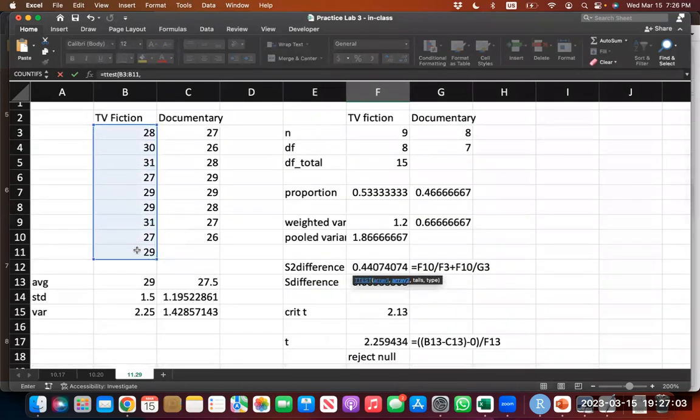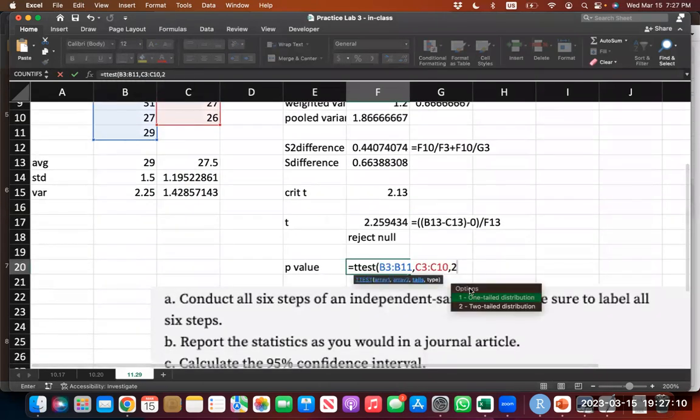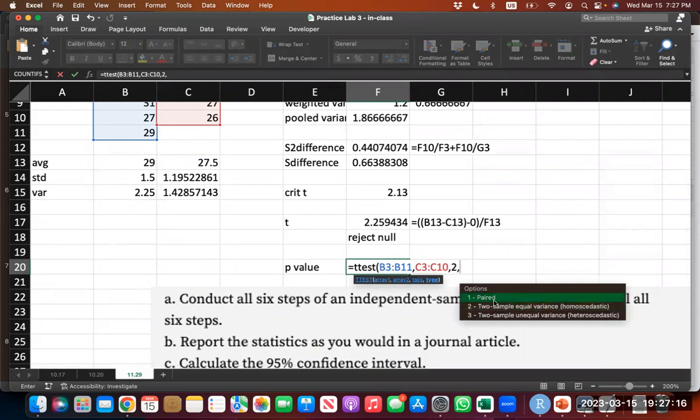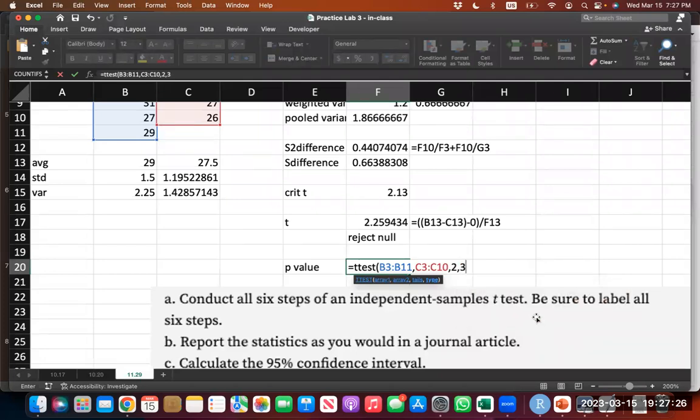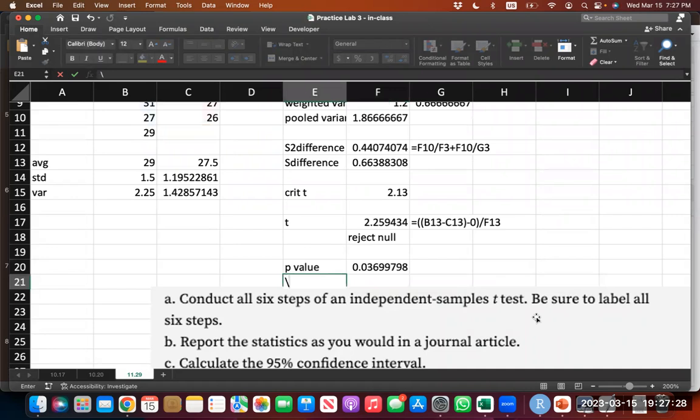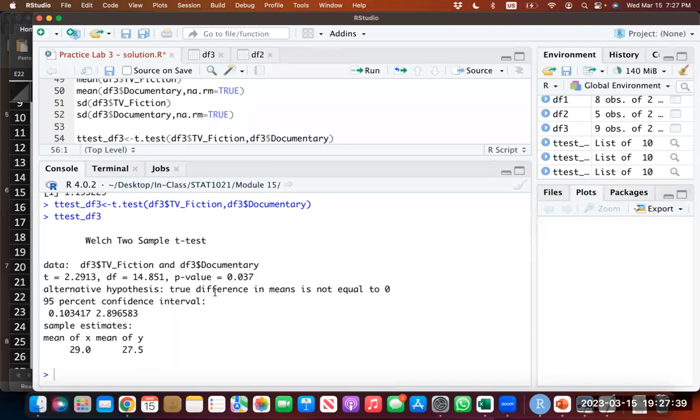Array 1, array 2, and now it's getting a little tricky because now we have the tails. So this is two tails. It's a two-tail distribution. And now we need the right option. So we have paired, two sample equal variance, homoscedastic, or two sample unequal variance, heteroscedastic, and we're going to do 3. And that gives us the same p-value estimate of possibly seeing a type 1 error. It's the same value as R is giving us here.